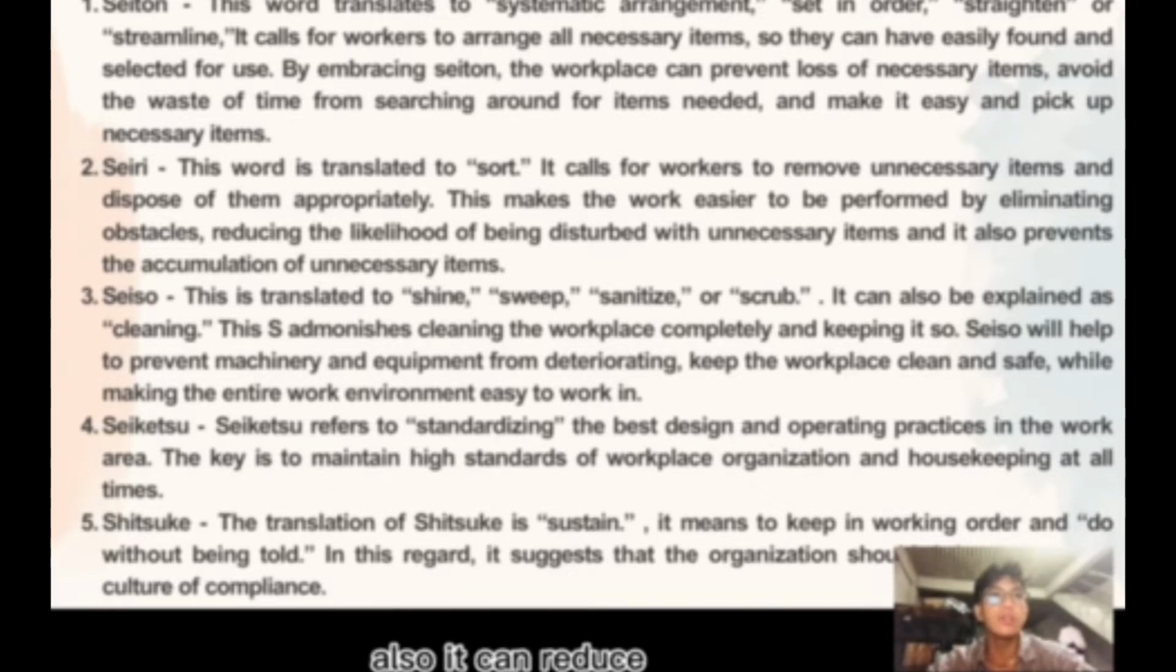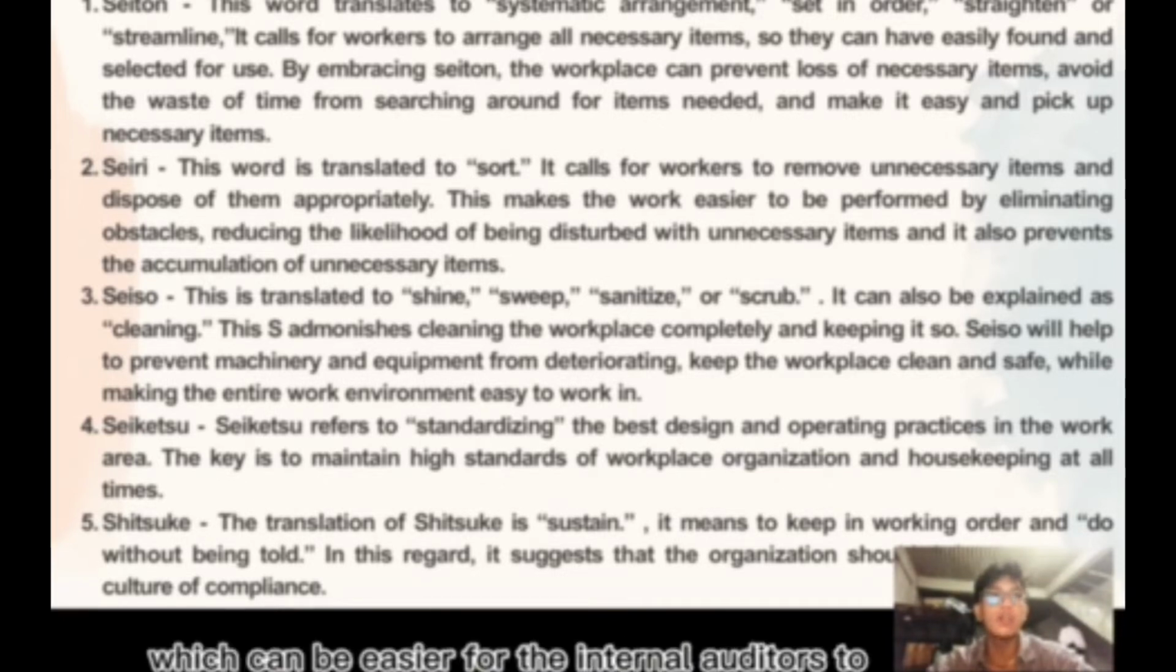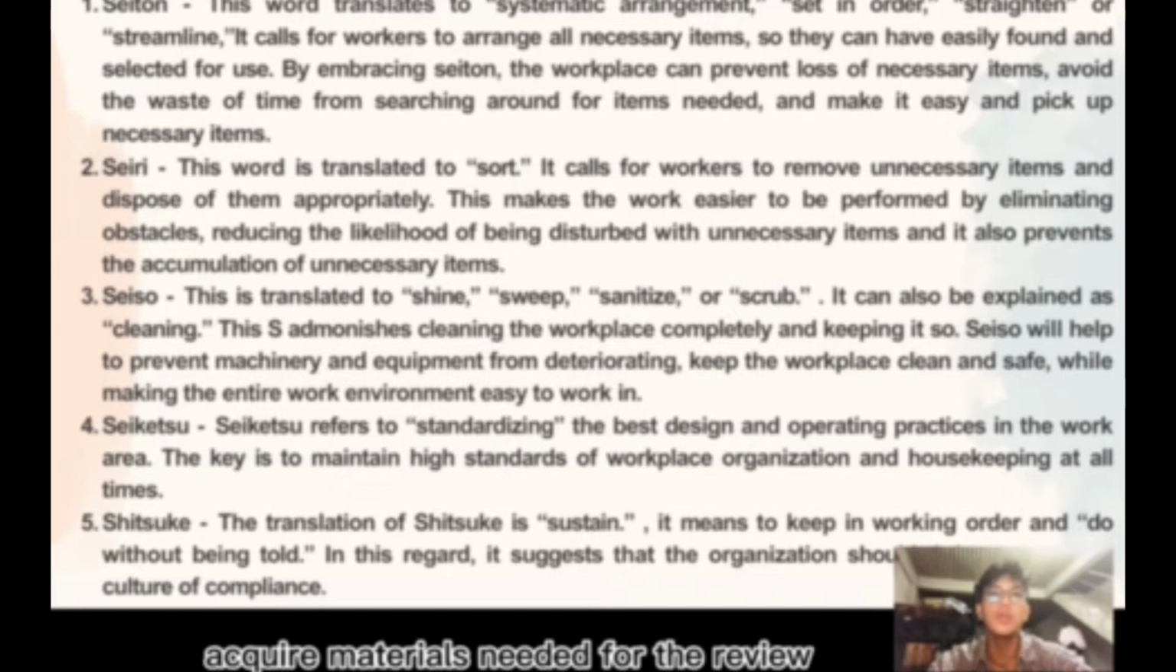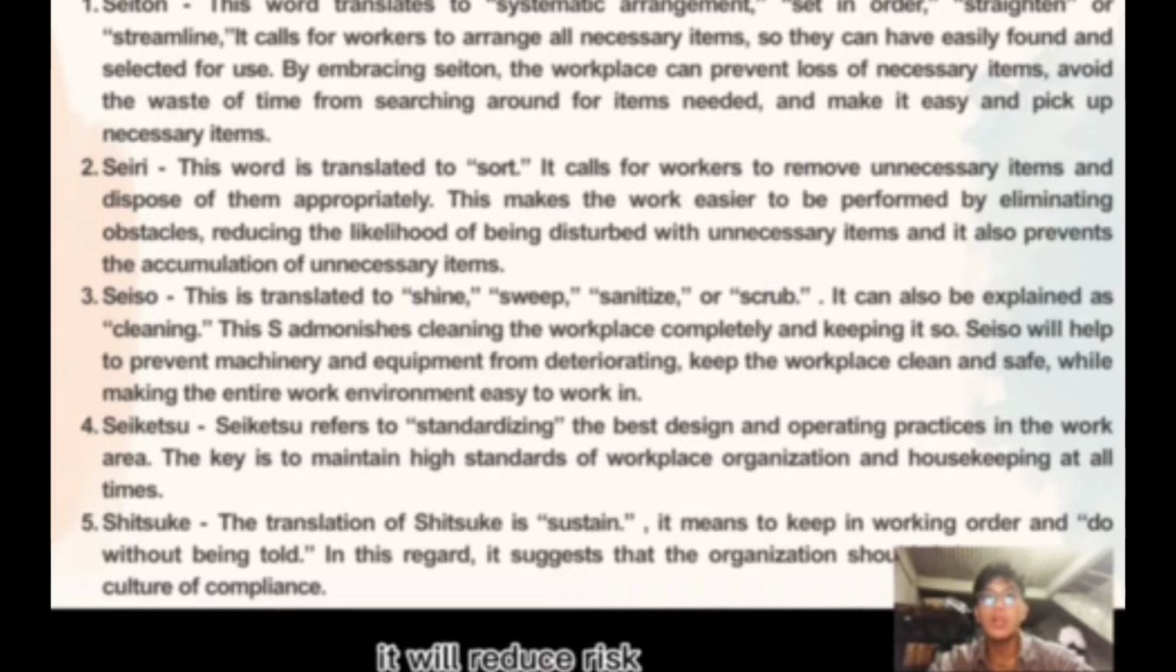Also, it can reduce the amount of time spent looking for supplies, which makes it easier for internal auditors to acquire materials needed for the review. It may also create a healthy and clean working environment for employees, which will promote motivation. In this way, it will reduce risks that an internal auditor should control and eliminate.